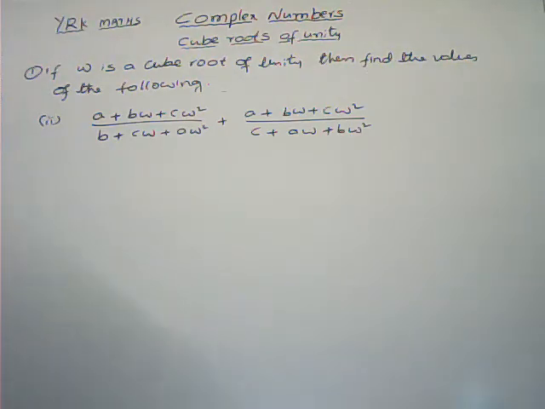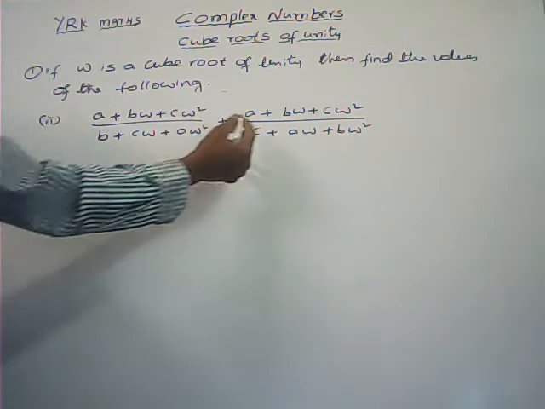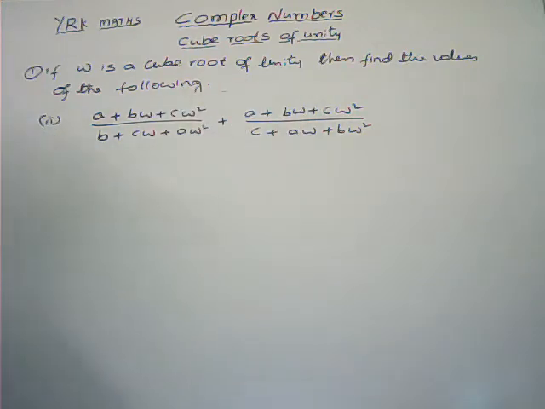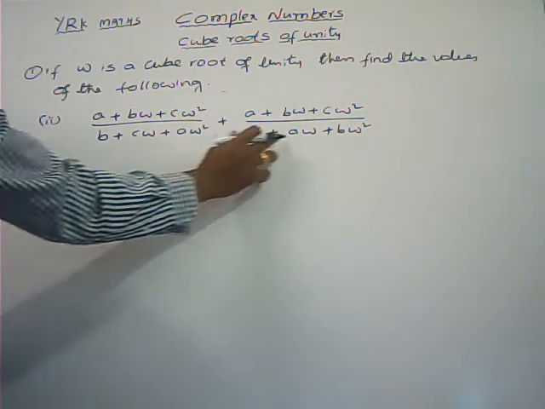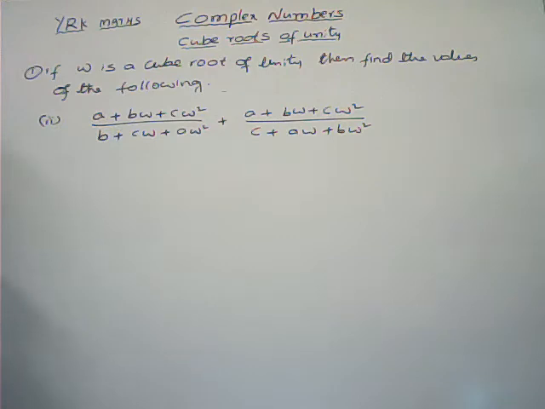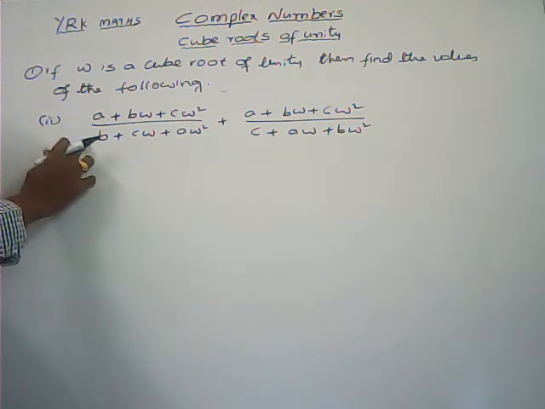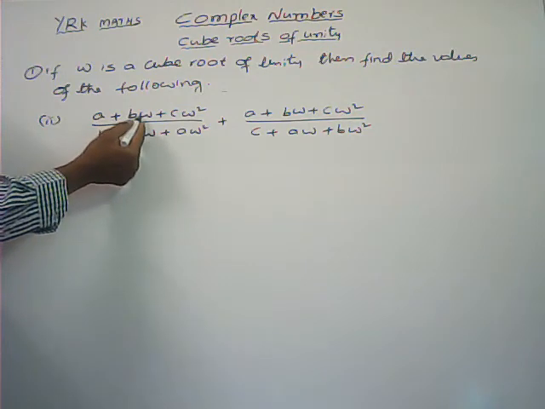Then next one more bit. a plus b omega plus c omega square upon b plus c omega plus a omega square, plus a plus b omega plus c omega square upon c plus a omega plus b omega square. Now here the coefficient of b is 1 only, but here the coefficient of b is omega.